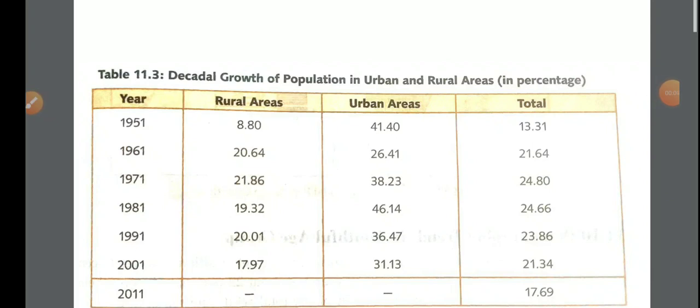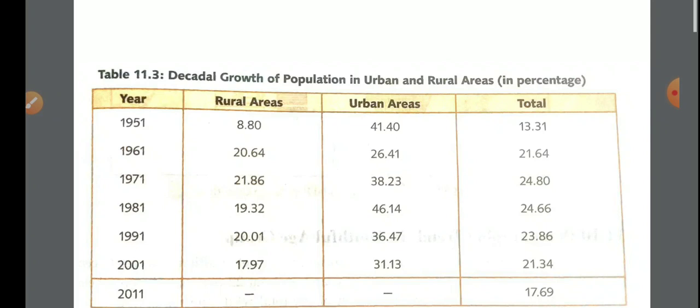Today in this video we will start the second half of the first chapter of Indian Geography of 12th class. In the second half of the chapter we are dealing with the population composition on different bases: first rural-urban basis, religious composition, linguistic composition, gender composition and occupational composition. So we are dealing with these bases of population composition.